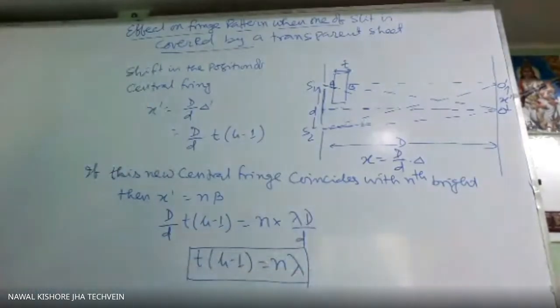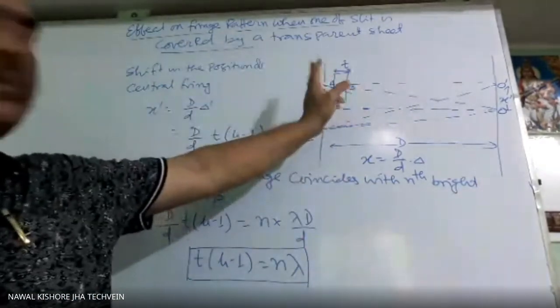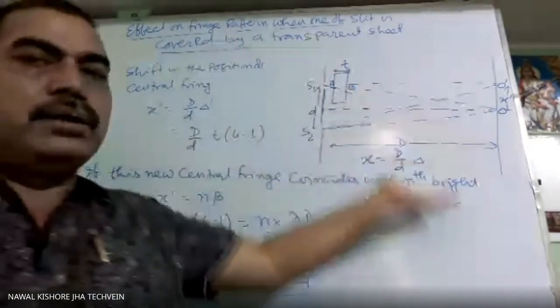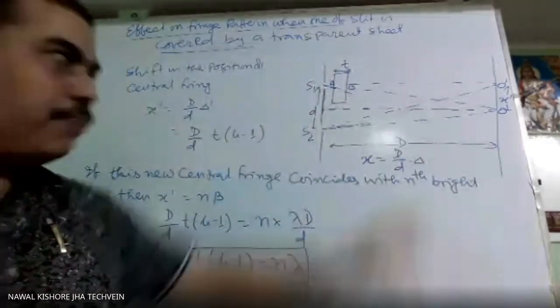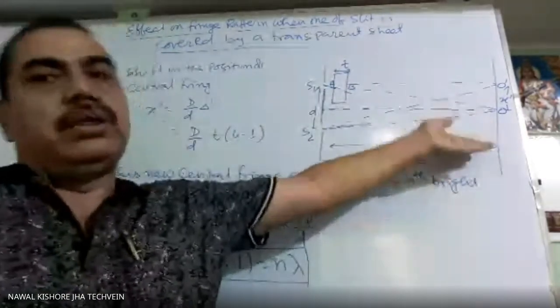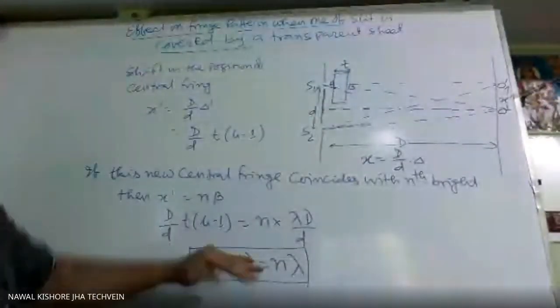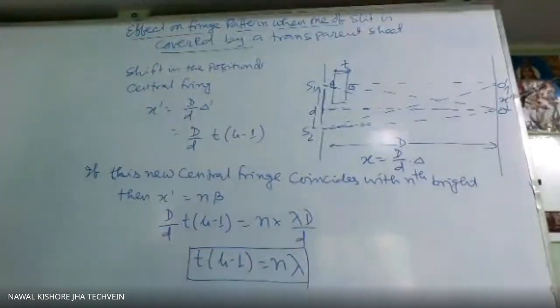But in the board exam, this will not be asked. Simply it will be asked, what will happen if one of the slits is covered by a transparent sheet? Then what will you write? The fringe pattern will shift. The central fringe will not be present at O, it will shift. Like that you have to give the answer. But in competitive exams, questions are asked based on this.